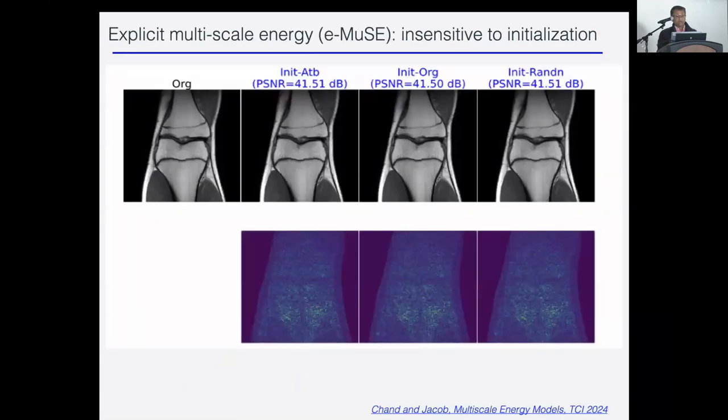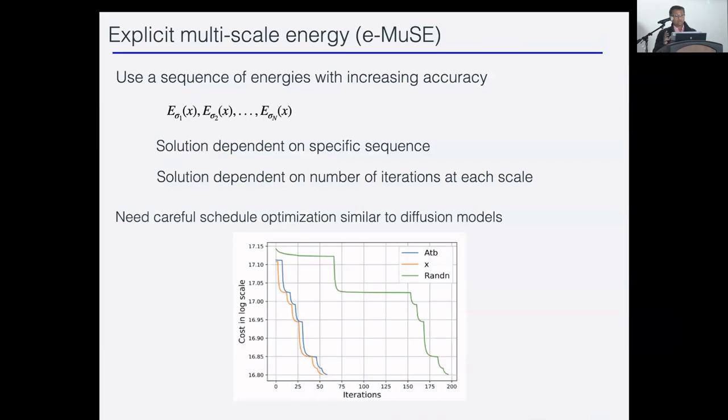So with this trick, we basically trained energy models at multiple sigmas, and we see that the results are almost identical, independent of the initialization. Whether you initialize with A transpose B, or the original, or the random, you get pretty close PSNRs and pretty similar errors. So here we are using a sequence of energy models. We train multiple energy models, and we go through that in a sequence. And depending upon the initialization, you see that the cost in log scale decreases as shown here.